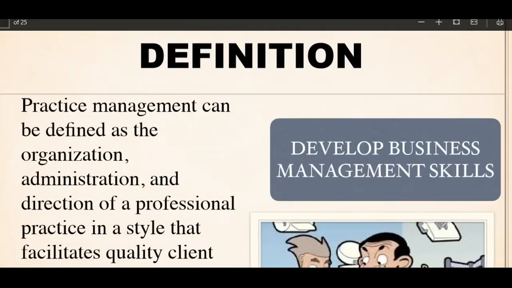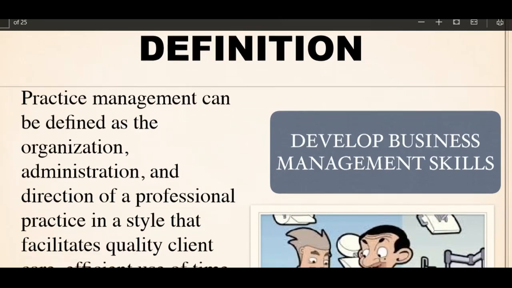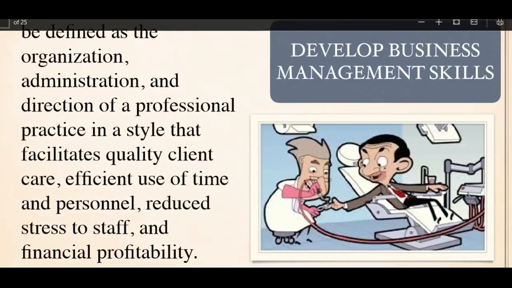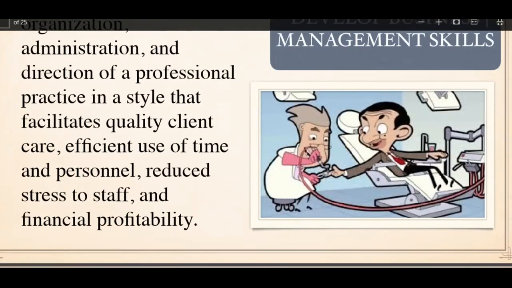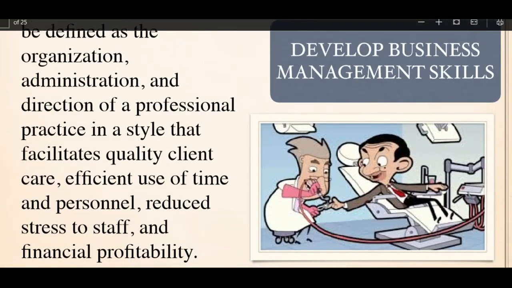So basically its definition is practice management. How will the practice be managed? It is defined as the organization, administration, and direction of a professional practice in a style that facilitates quality client care, efficient use of time and personnel, reduced stress to staff, and financial profitability. So this is a definition. It says that proper organization, administration, and direction of professional practice in such a way that there is efficient use of time and personnel, reduced stress to staff, and there is profit.